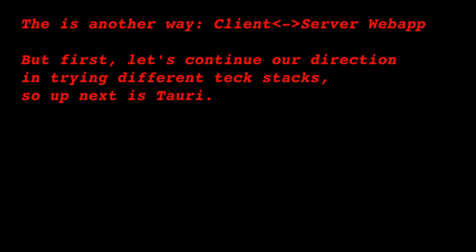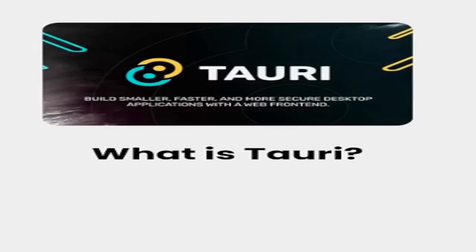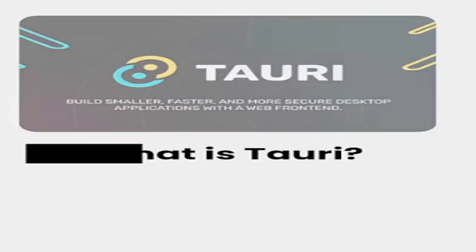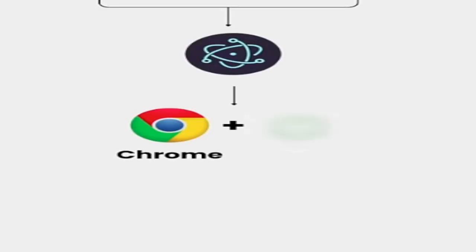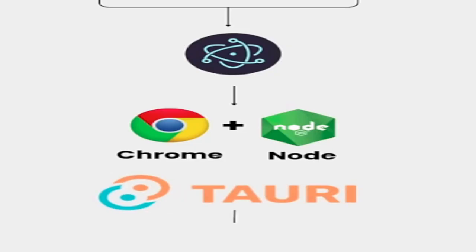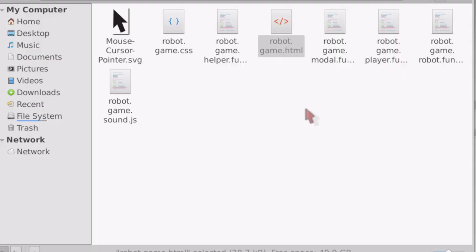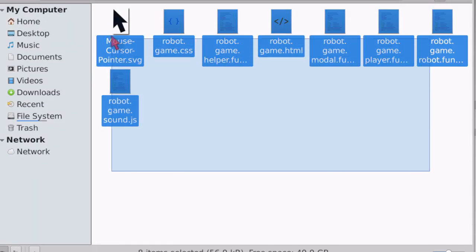So up next is Tauri. Apps like Discord, Slack, and VS Code all run on web tech, but there's a problem. They use Electron, which bundles Chrome and Node.js with every app. That makes apps big, heavy, and memory hungry. Tauri was created to fix that. Instead of bundling an entire browser, it uses your system's built-in web view, making apps way smaller and faster. So we are going to take our tried and true first project.